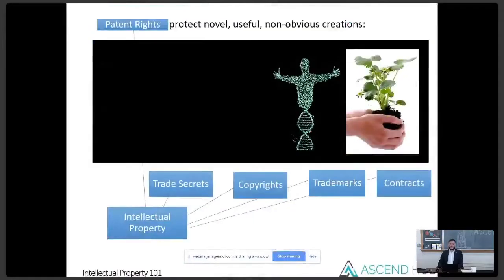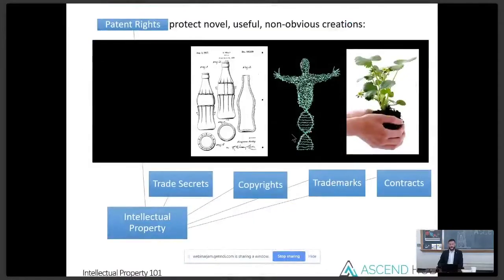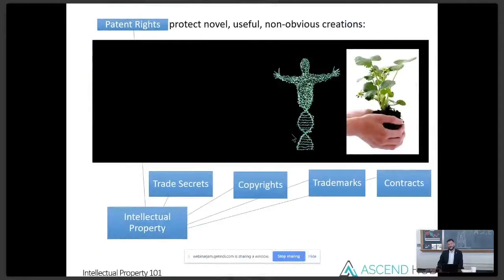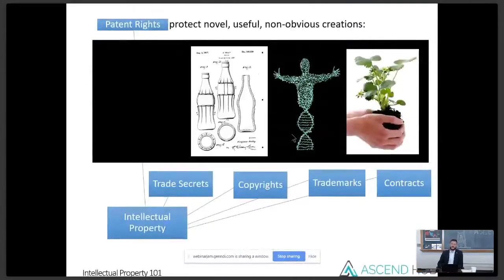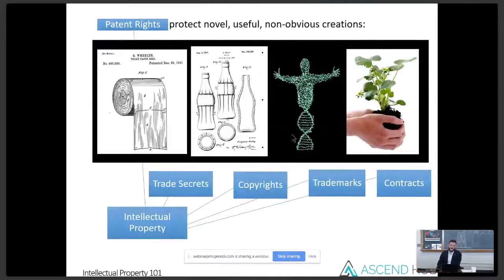So we'll talk about several different types of patents. Today, we'll touch on plant patents, we'll touch on human biology patents, we'll also touch on design patents, and we'll touch on utility patents. So the two pictures that show drawings here are actually part of patent applications. So the toilet paper roll.